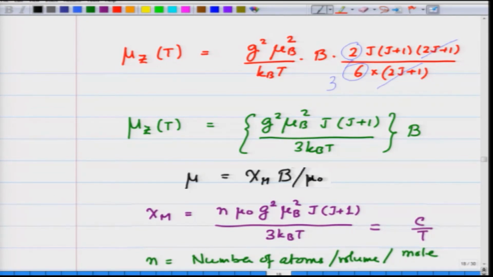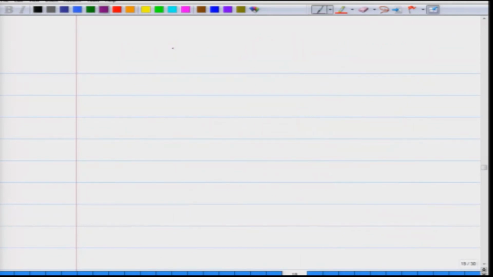So, what I have found through this calculation is that when I put this collection of atoms in a solid and the atomic magnetic moments are not interacting with each other, I get the magnetic moment m per unit volume, which is also known as the magnetization, as equal to some function C divided by T. It is inversely proportional to T. This is known as Curie's law.